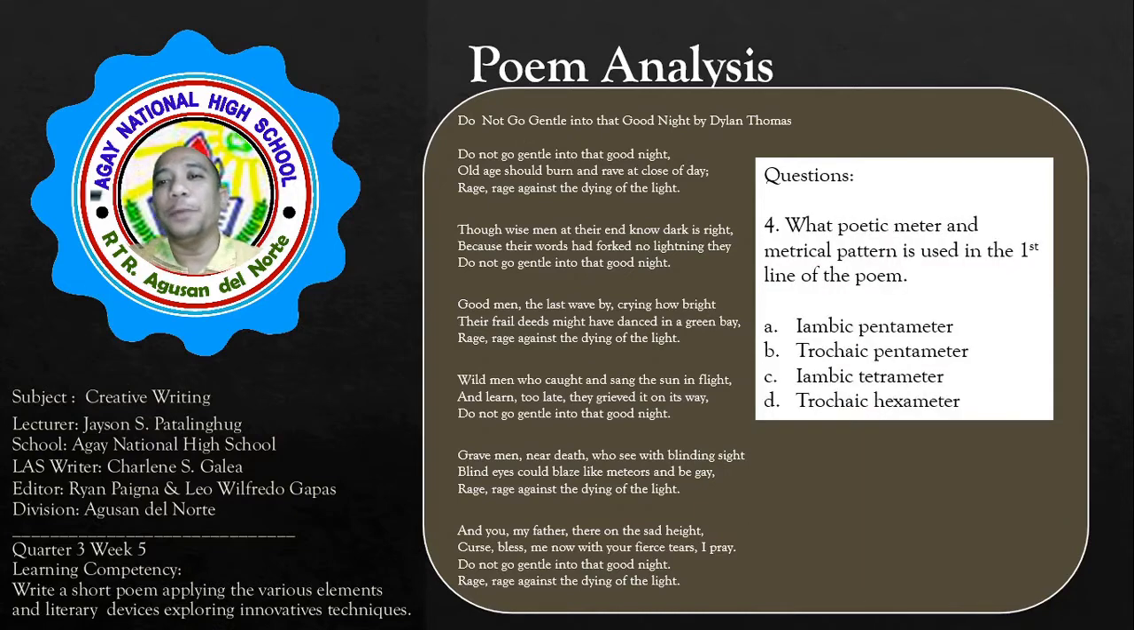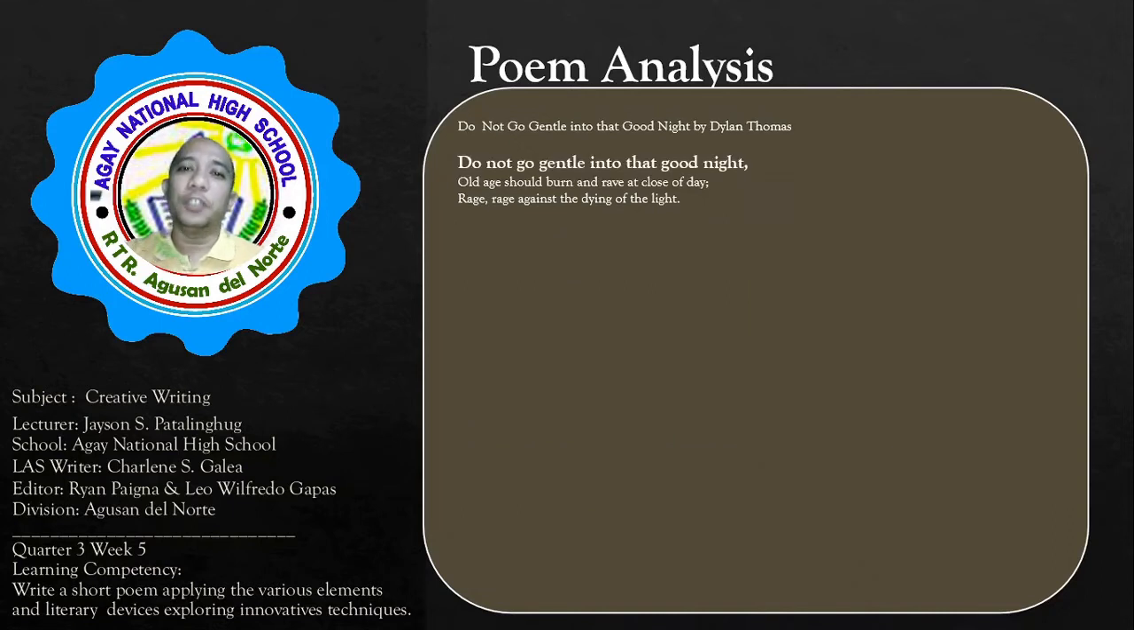Okay. Number 4. What poetic meter and metrical pattern is used in the first line of the poem? Is it an iambic pentameter? Is it a trochaic pentameter? Is it iambic tetrameter? Or is it a trochaic hexameter? So let us check.